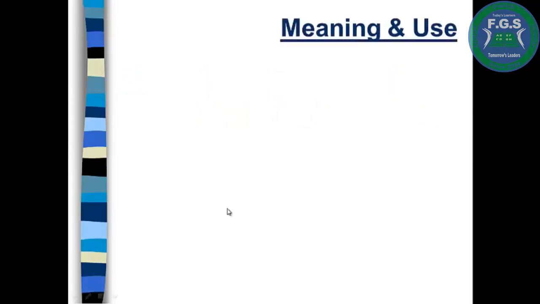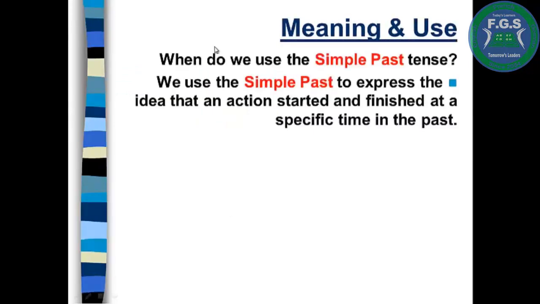Meaning and use. When do we use the simple past tense? We use the simple past to express the idea that an action started and finished at a specific time in the past. As I say, I watched TV yesterday. This action begins and ends yesterday in the past.